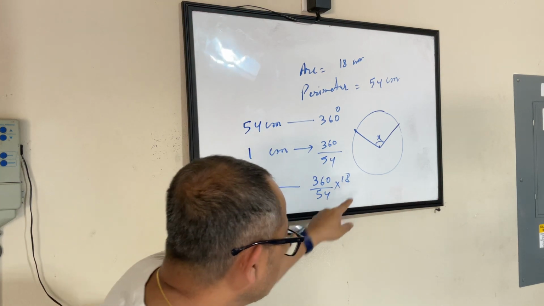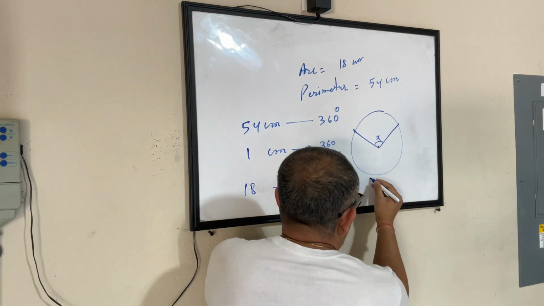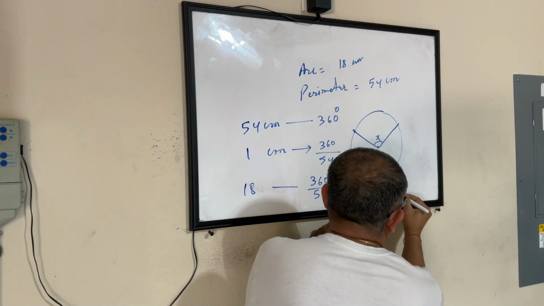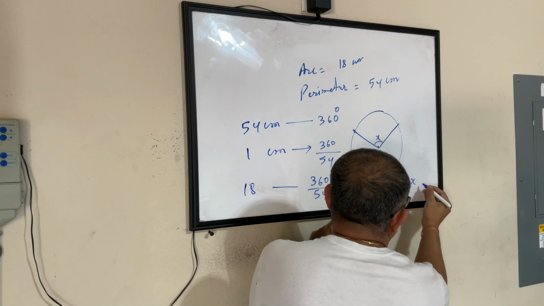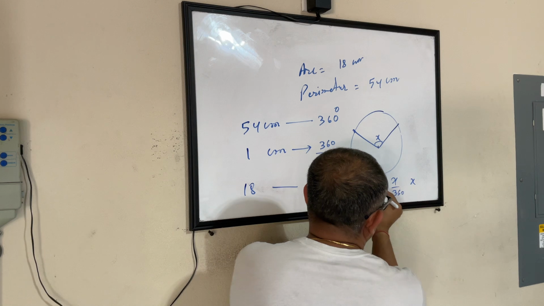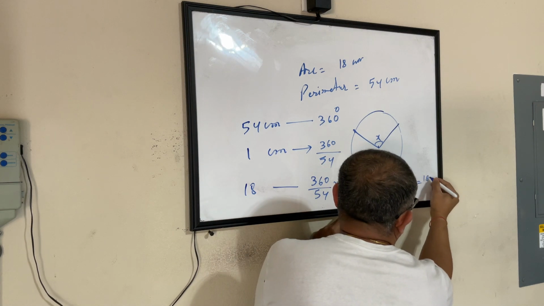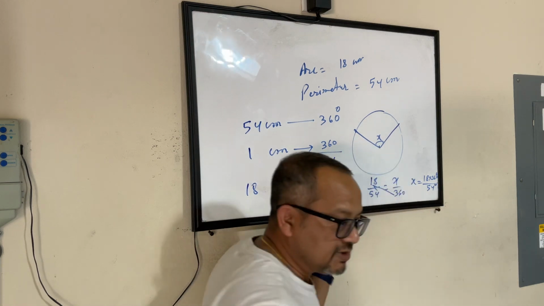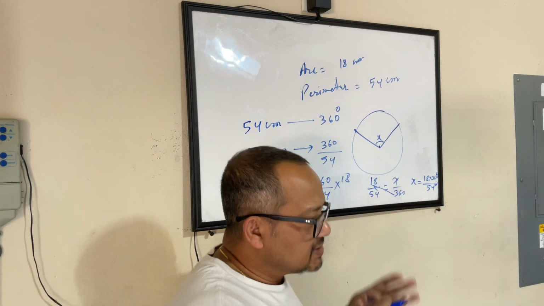So, this is exactly what you would have got Chris also. That okay, 18 by 54 equal to x by 360. So, if you have to keep x on one side, you have to move this guy up. It becomes 18 into 360 by 54. Same thing, same problem, just done two different ways.